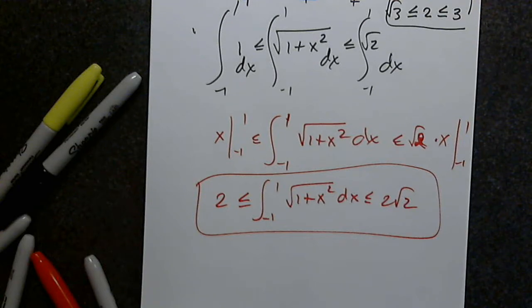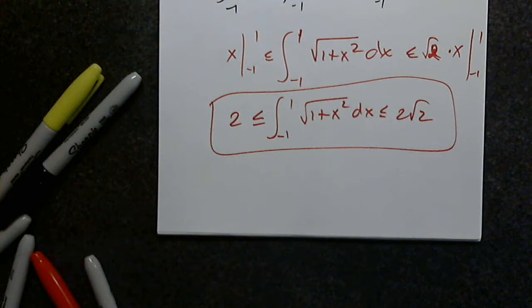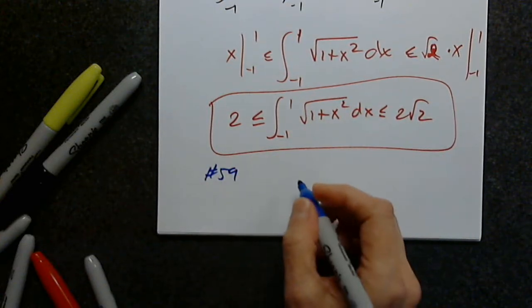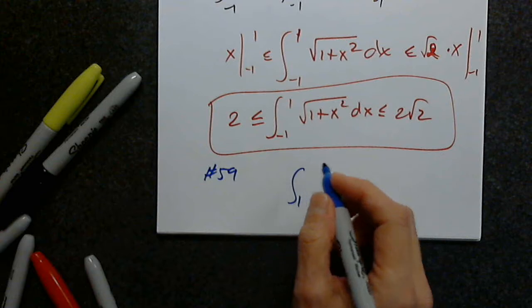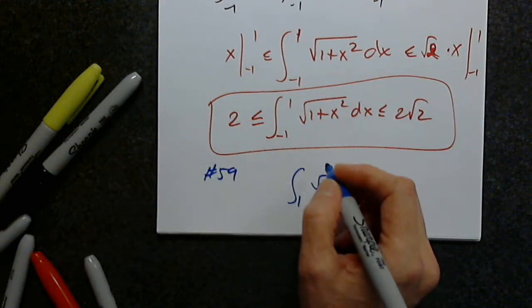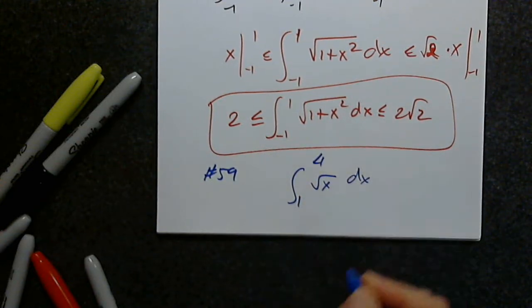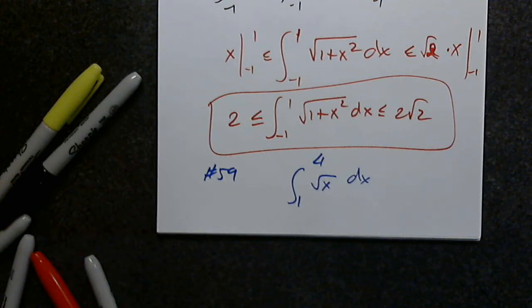Okay, can I choose another? Sure. Okay, so on the same page, 59. And we have the integral from 1 to 4 of the square root of x dx. We can determine this exactly because I can determine the antiderivative of the square root of x. That's not a problem, piece of cake. However, they say do not find the exact integral, just estimate it using the previous property.